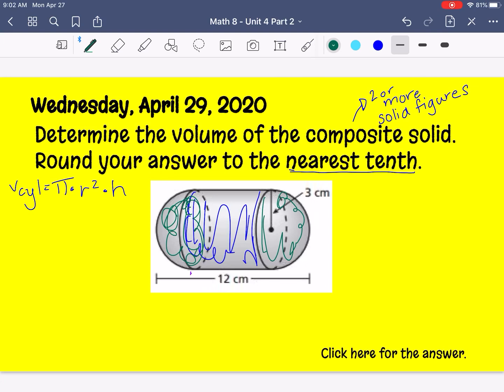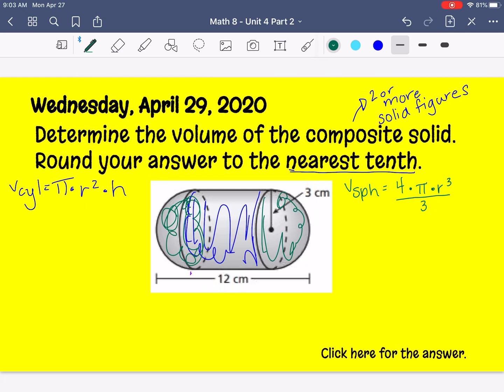All right, so we know we're going to have to find our volume of the sphere. I'm going to write that formula here. So that one is 4 times pi times the radius cubed divided by 3. I was getting ahead of myself.